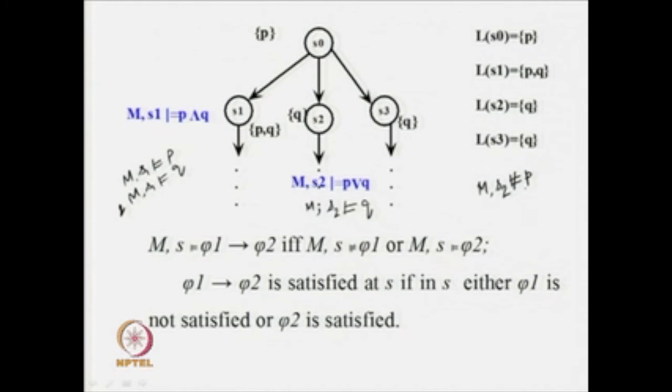So, now if you look into this combination, say P and Q, in this particular state S 2 of model M, then what we will find is that M, S 2 does not model P and Q, because it models Q, but it does not model P. So, that is why we are saying that M, S 2 does not model P and Q. Just you see the meaning over here.